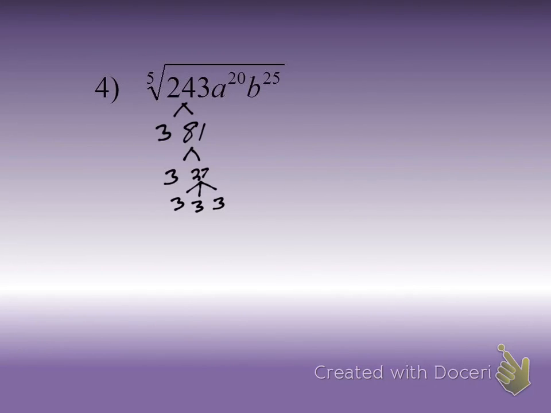Now, how many do we need in our group? 5. 1, 2, 3, 4, 5. Look at how that works. There's your 5 threes. They come out as 1. Remember, it's exponent divided by index. So a is to the what power? A is to the 4th, and b is to the good stuff.